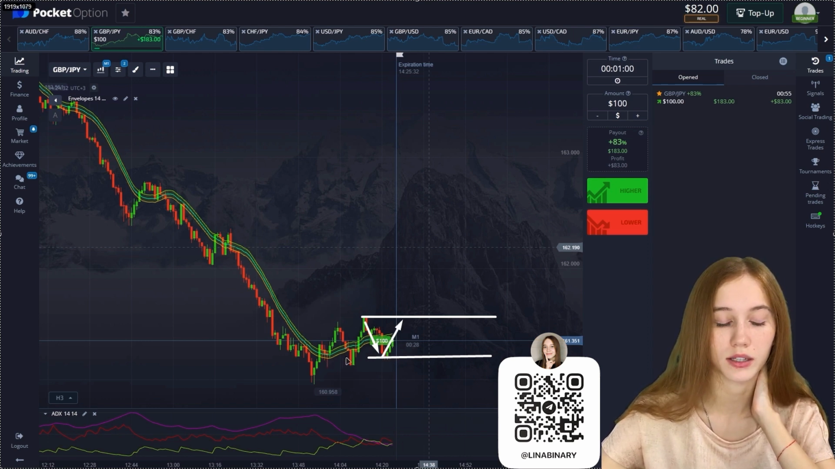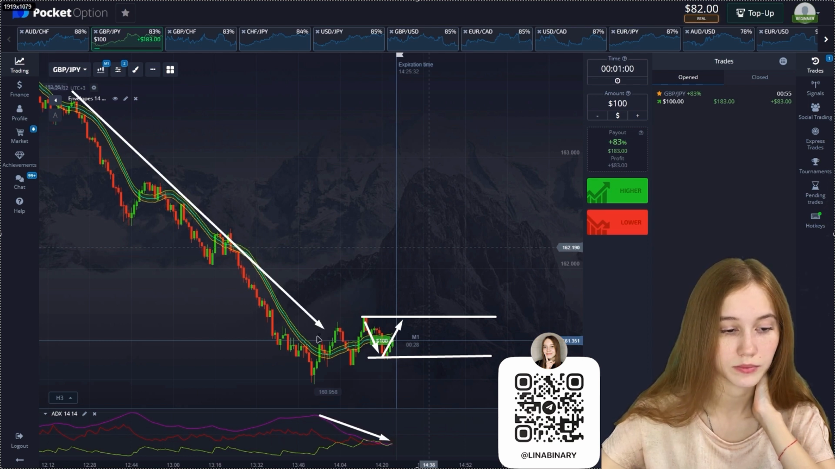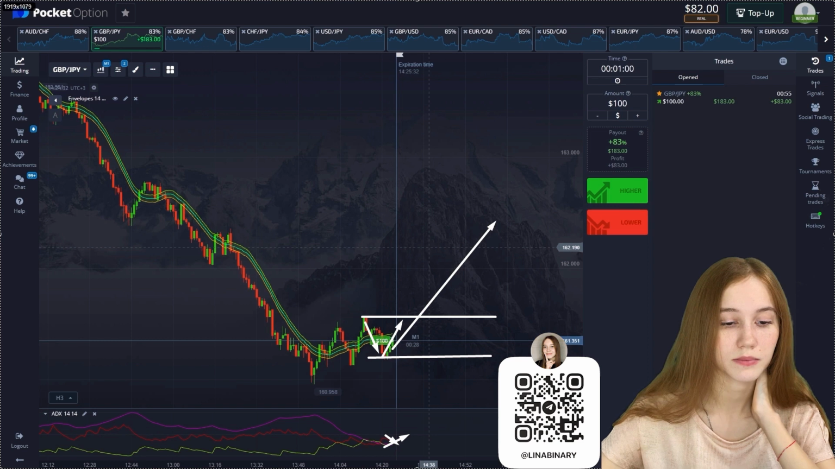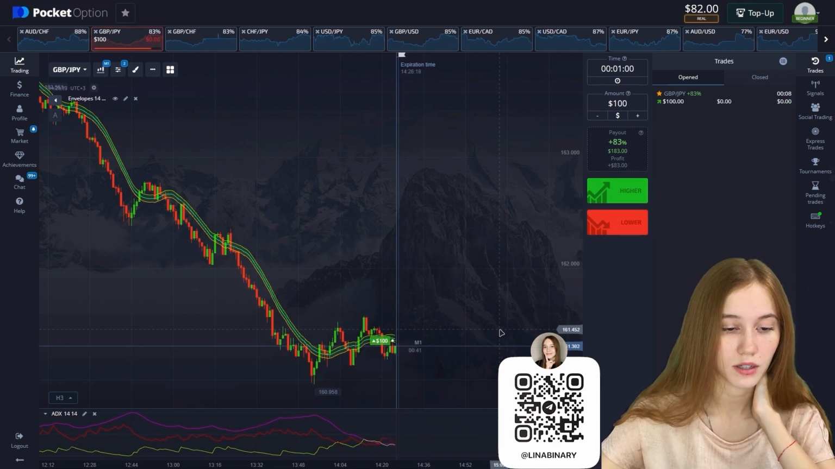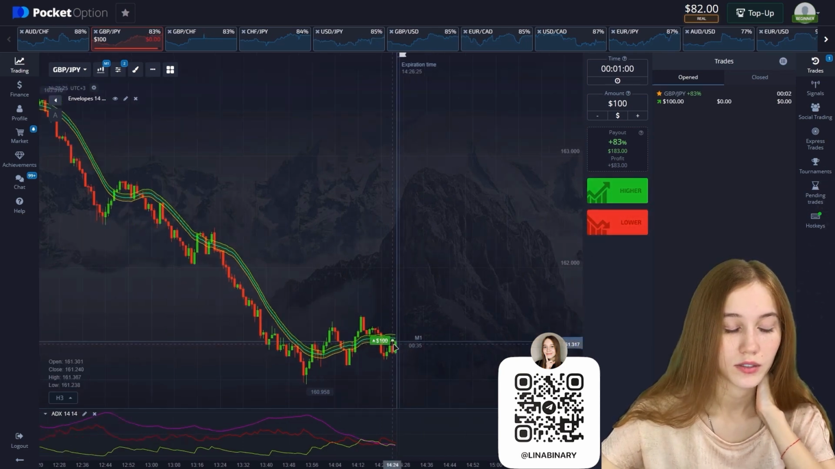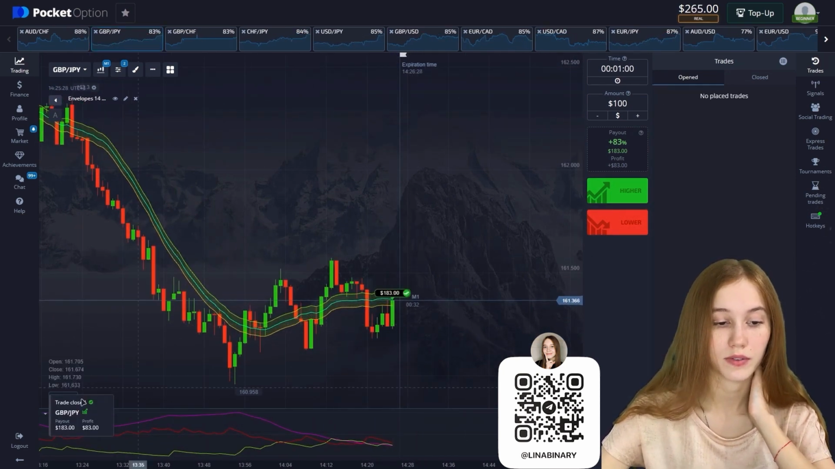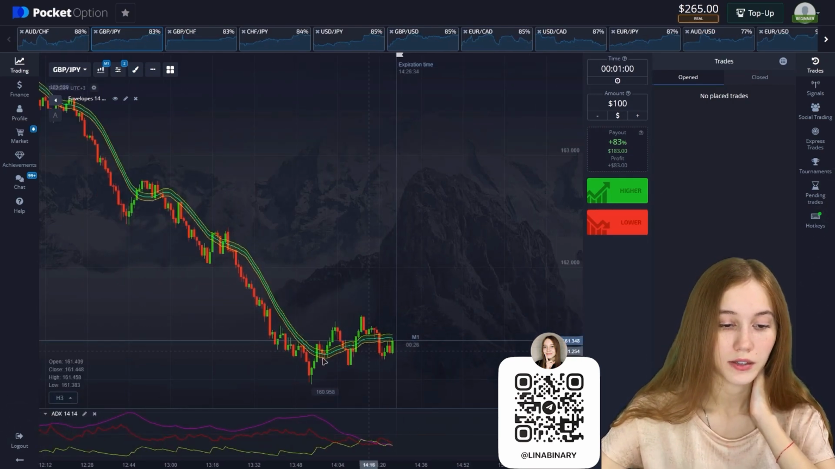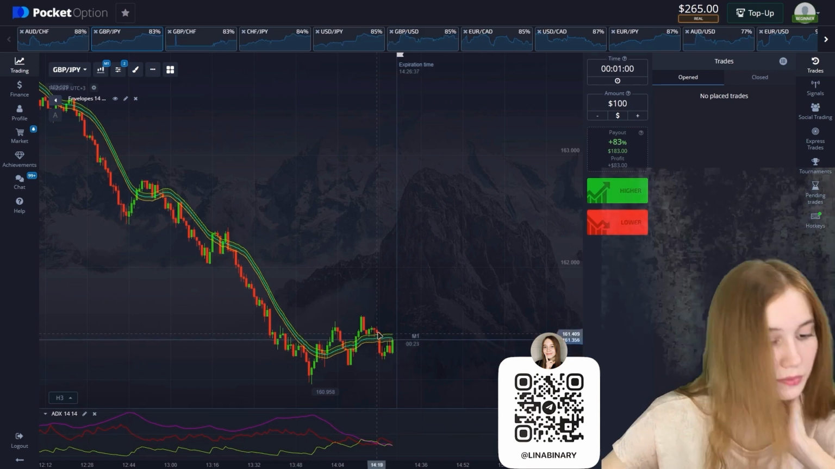There was a sharp and very long decline, and now the market will begin to recover. The red line is directed upwards and the green line is directed upwards. We see a trend reversal and 5 seconds left until the end of the deal. Good. Our profit is $183 and the balance is $265. Good. Let's move on to the next concept.